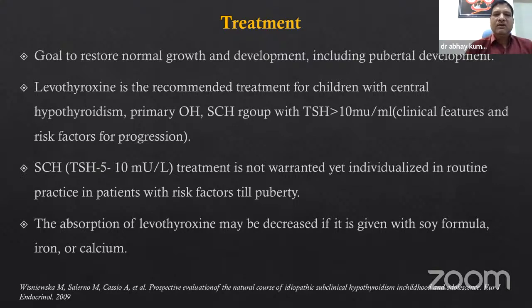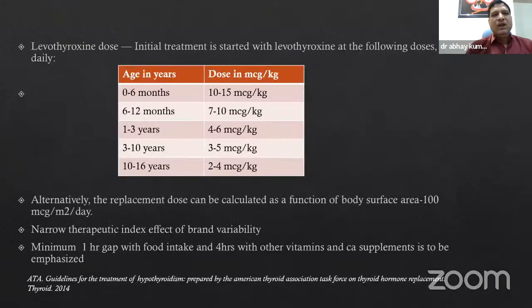Absorption of levothyroxine may be decreased if it is given with soya formula or iron and calcium. That should be kept in mind. For the levothyroxine dose, initial treatment is started at the following doses, given once daily: 0 to 6 months, 10 to 15 mcg per kg; 6 to 12 months, 7 to 10; 1 to 3 years, 4 to 6; 3 to 10 years, 3 to 5; and 10 to 16 years, 2 to 4. That means they need somewhat higher doses in comparison to adults.